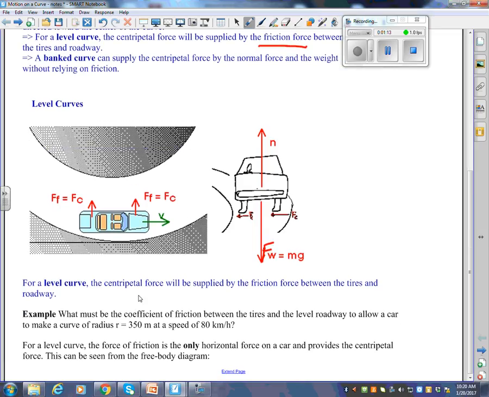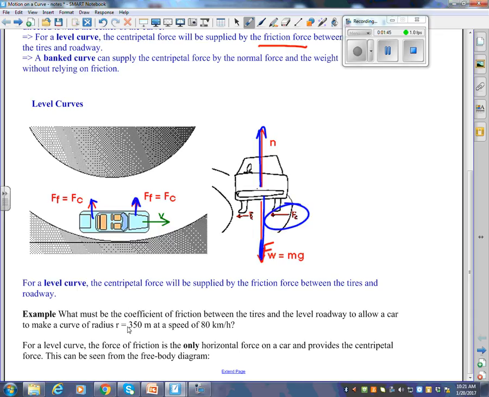Here's sort of the top-down view, and here you can see the frictional force, towards the center, and the car is traveling forward like this. Here we have the normal force, and we have the weight force here, and we have the centripetal force again supplied by friction.